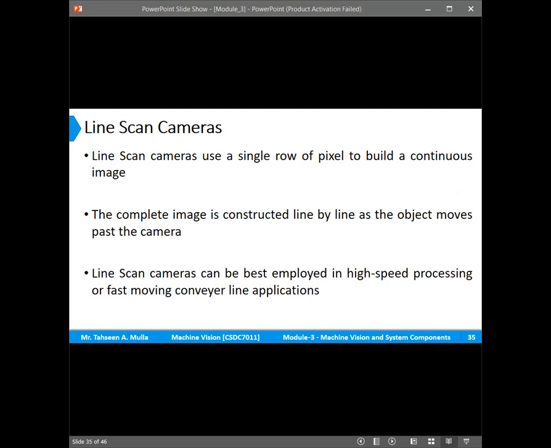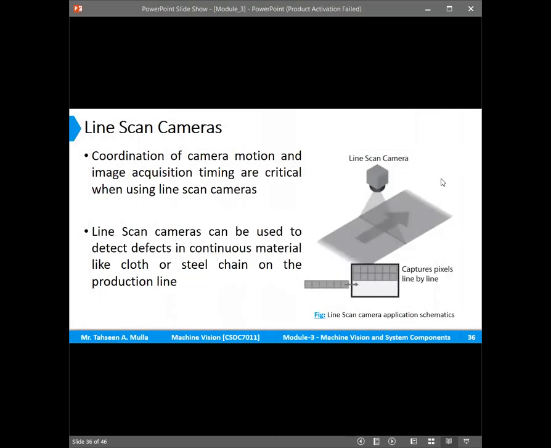So here, line scan cameras can be best employed in high speed processing because the data has to be read line by line, not the entire field of view, right? For example, when we keep objects on a fast moving conveyor line. This is the actual scenario of a line scan camera.